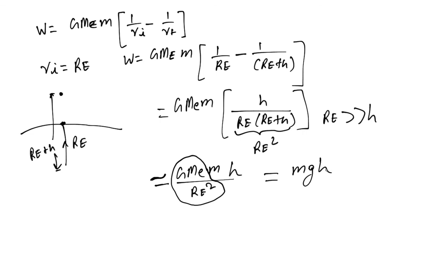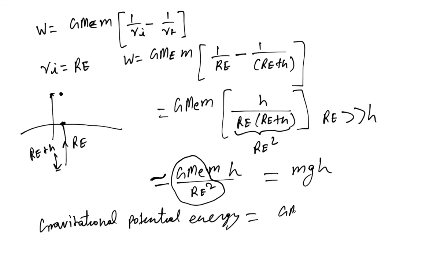which is the potential energy near the surface of the earth. So near the surface of the earth, this potential energy formula can be written as mgh, or the change in potential energy can be written like this. Just to recapitulate, the gravitational potential energy is written as GMe m divided by Re. This is the gravitational potential energy.